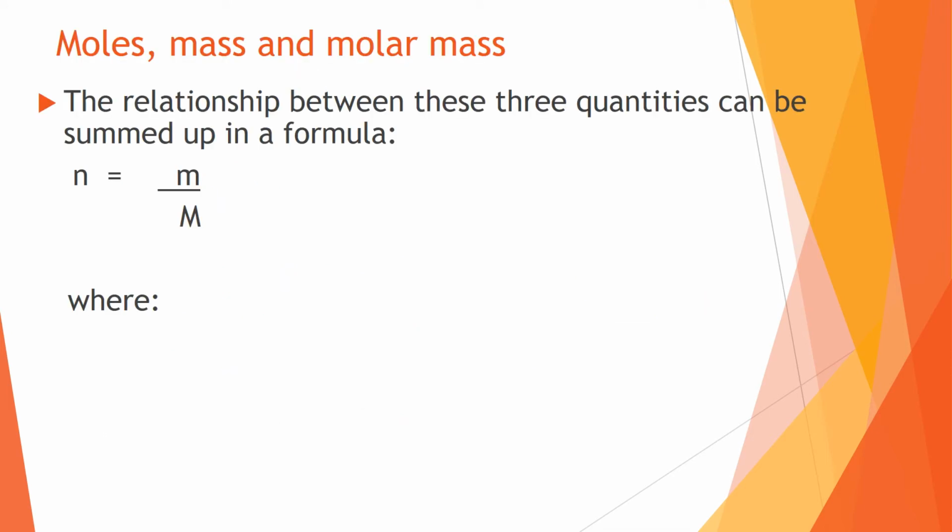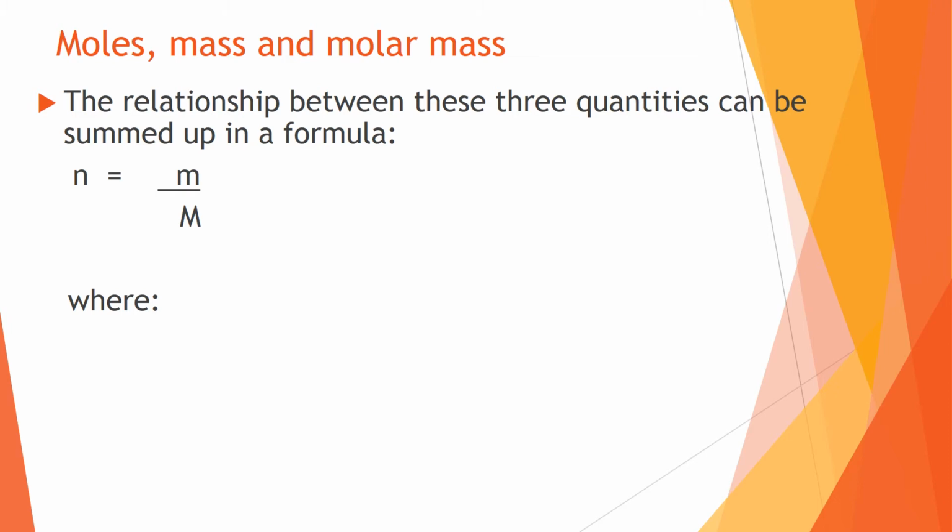Okay, so I've been alluding to this throughout this lecture: if you know how much of something you have, if you know the mass of something, you can calculate the number of moles. You also need one other thing though, and that's the molar mass. So there's a formula, which is the number of moles is equal to the mass divided by the molar mass.